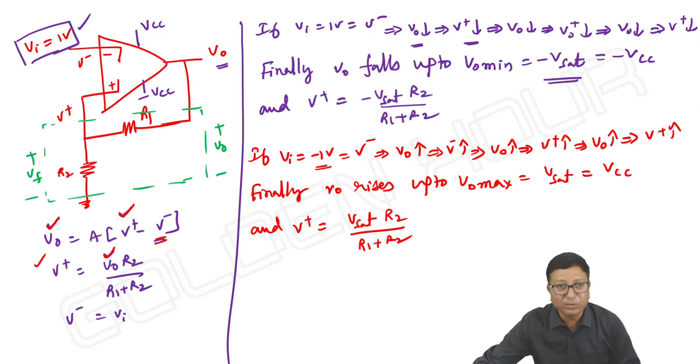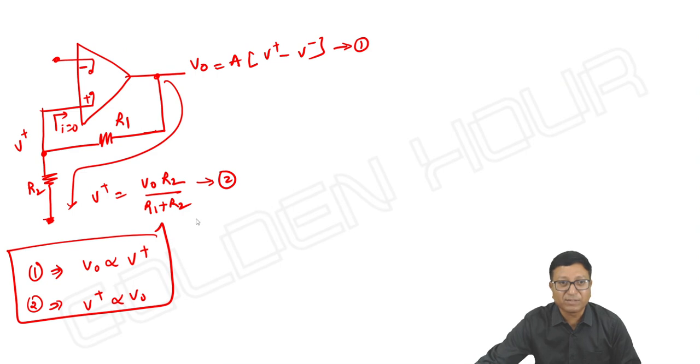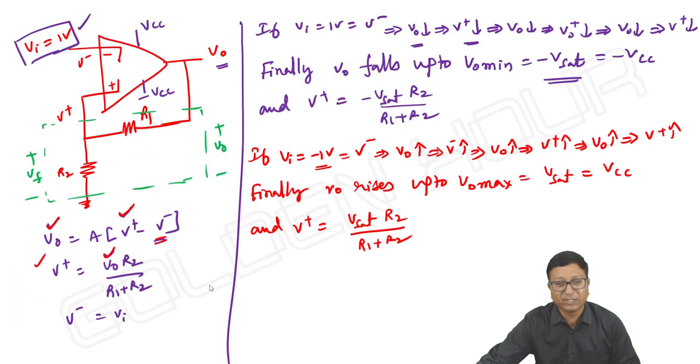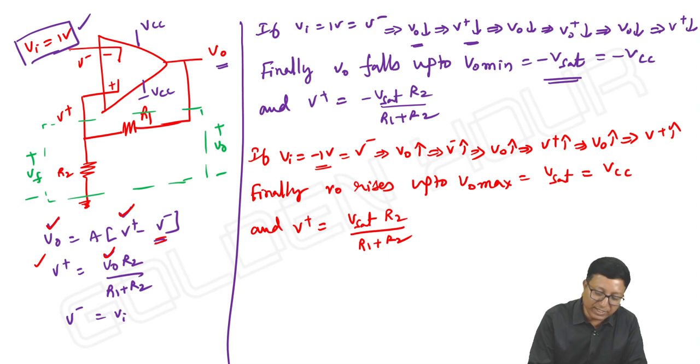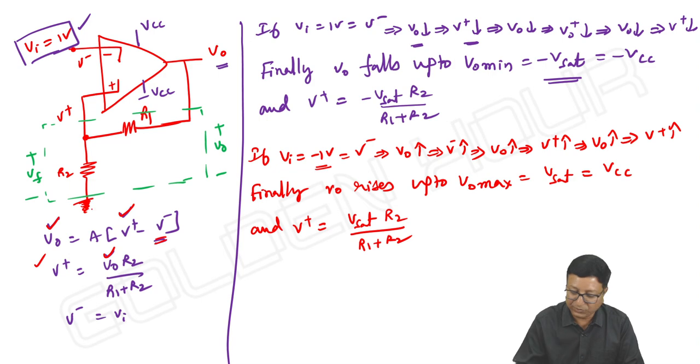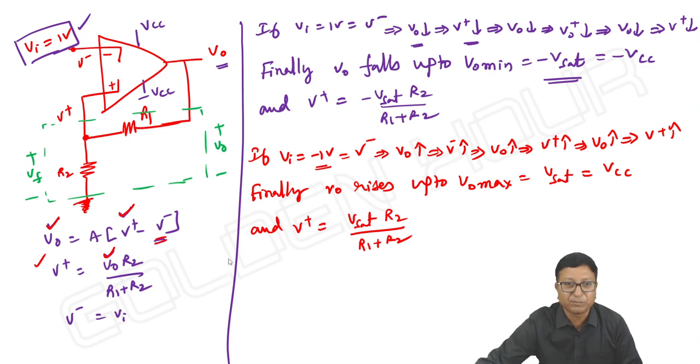Why is it happening so? Because here the statement is output is proportional to V plus and V plus is also proportional to V output. In that case, once output starts rising, V plus starts rising, and output finally goes to V saturation. Once output decreases, V plus decreases, and finally the output goes to minus V saturation. This is the interesting point. And one more thing, here also we need not worry about applying input to the inverting terminal. You can apply to non-inverting as well. Non-inverting means here you can't apply directly, you have to apply through this point. So I'm taking that case.